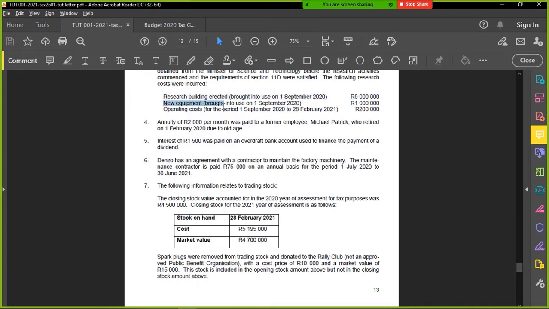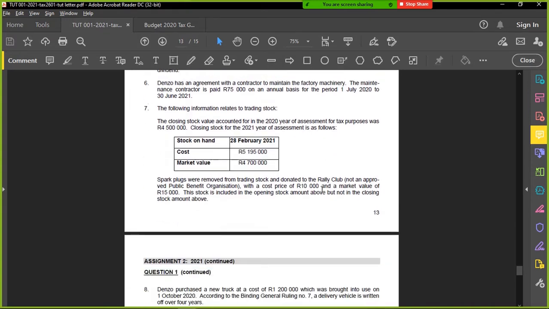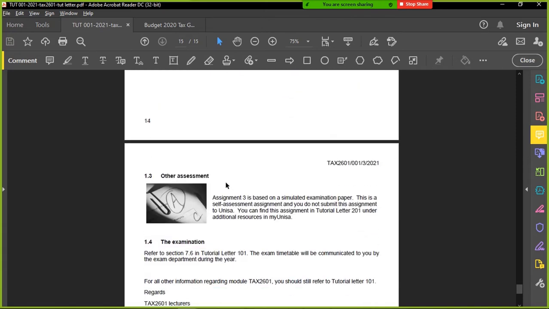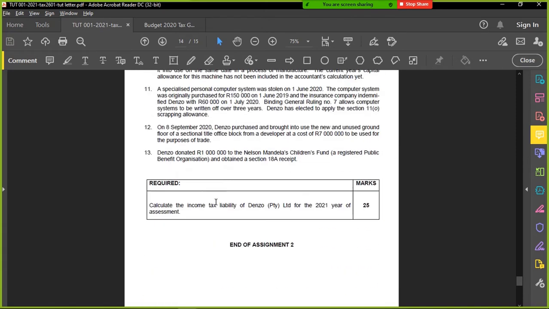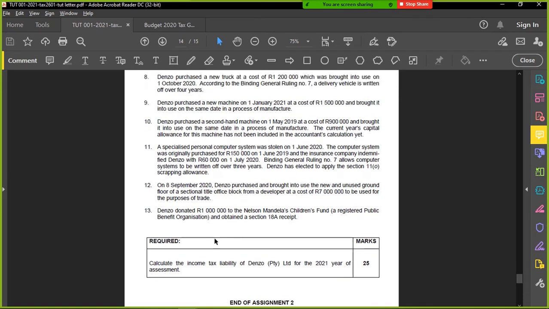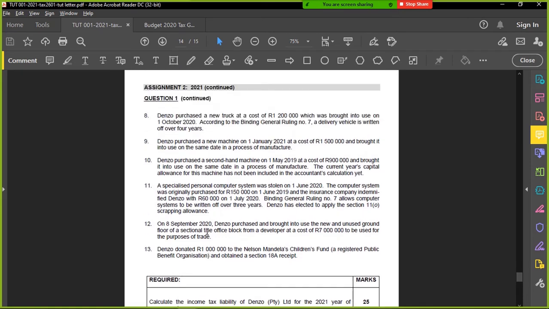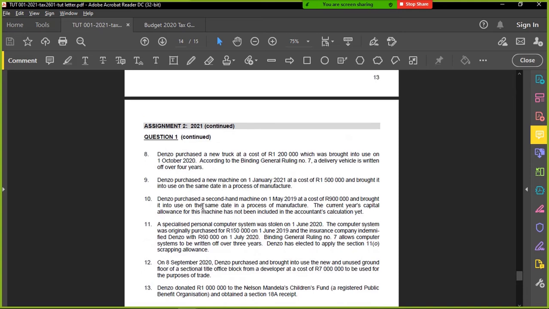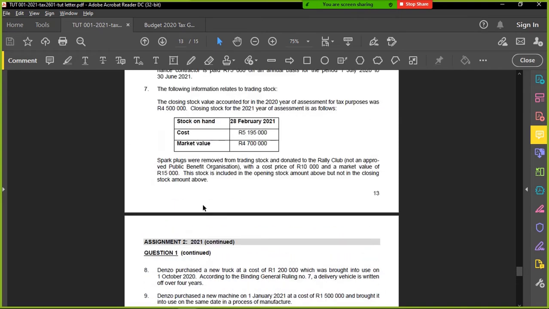Did they talk about the equipment at the bottom? Normally they give you the expected useful lives. No, they don't. Okay, so if they didn't give you that, you can't apply 12E then. So if you can't apply 12E, then I'm going to apply 12C, but then I have to assume manufacturing. Does that make sense? Yes.